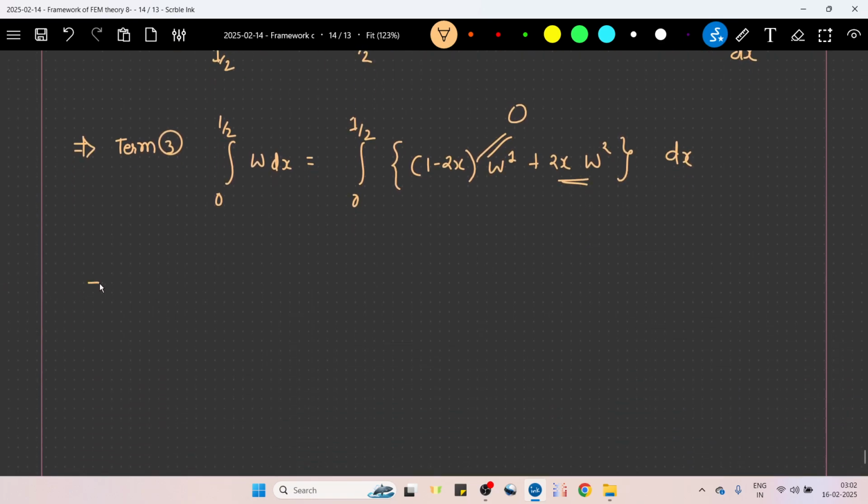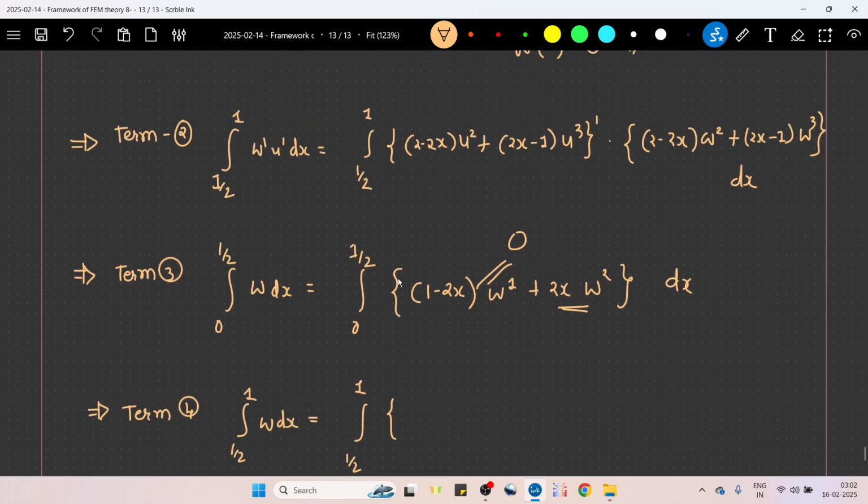Similarly, term 4, the integral over 1 by 2 to 1 of w dx, where now w is 2 minus 2x times w2 plus 2x minus 1 times w3, dx.